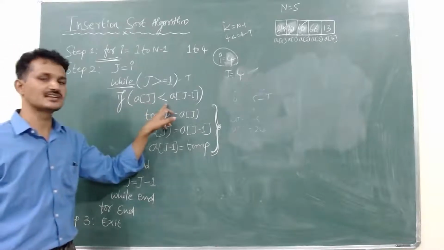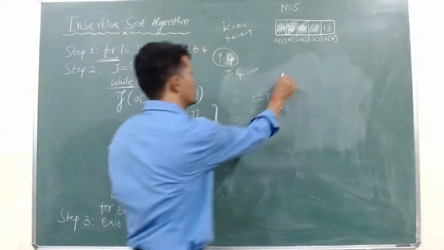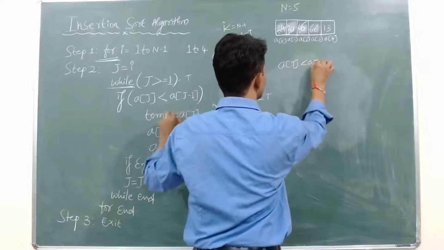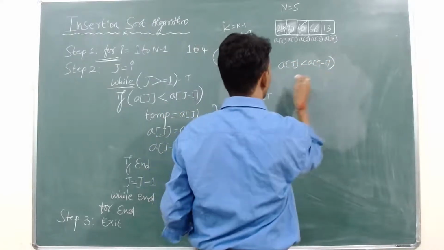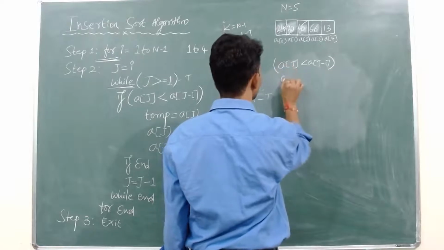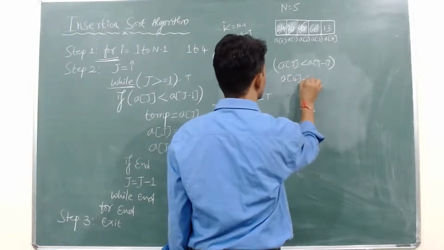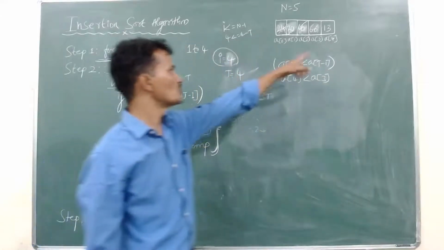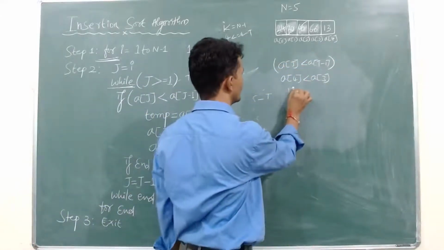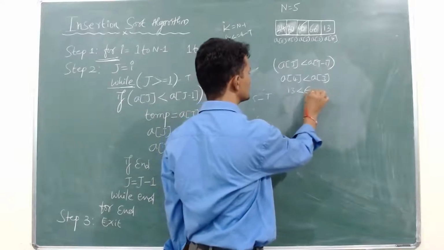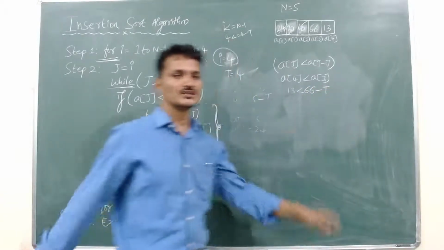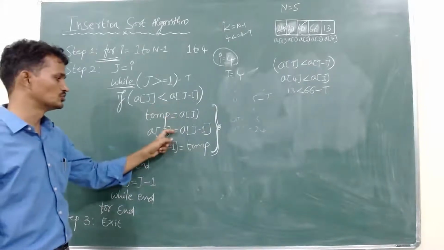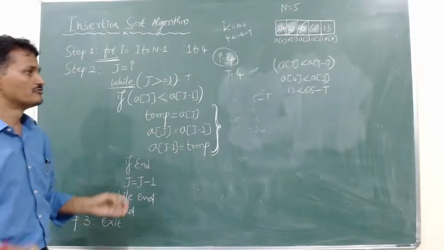a of j is less than a of j minus 1. a of j is nothing but a of 4 is less than a of 3. Okay. So what is the value stored in a of 4? 13. And what is the value stored in a of 3? 66. Of course it is true. 13 is less than 66. Yes, it is true. True means what we need to do: these three statements should be executed to change the values.